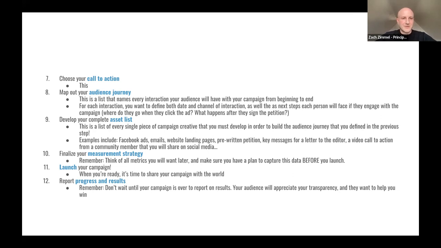Once you've got that sorted, ensure that your measurement strategy is in place. Think of all of the numbers you are going to want to count and make sure you have a plan to count them before you launch. Then it's time to launch. And then remember, don't wait until your campaign is over to report on your results. Your audience will appreciate your transparency and they want to help you win.